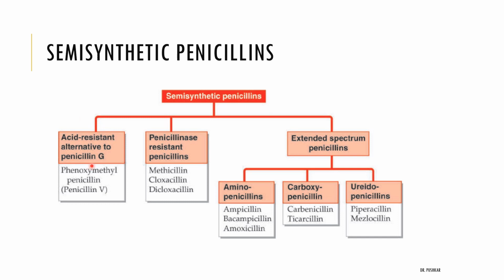One is the acid resistant alternative to penicillin G, it is penicillin V, and there are penicillinase resistant penicillins such as methicillin, cloxacillin, and dicloxacillin, and there are some extended spectrum penicillins such as aminopenicillins, which include ampicillin, bacampicillin, and amoxicillin, and there are some carboxypenicillins such as carbenicillin or ticarcillin. There are some ureidopenicillins such as piperacillin and mezlocillin. Okay, this is one very important classification of semi-synthetic penicillins which you all must know.